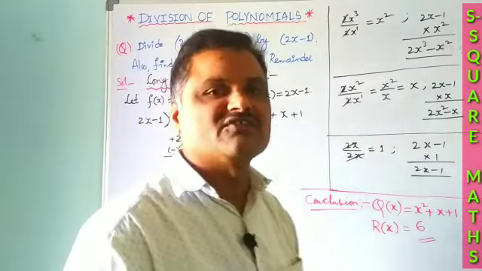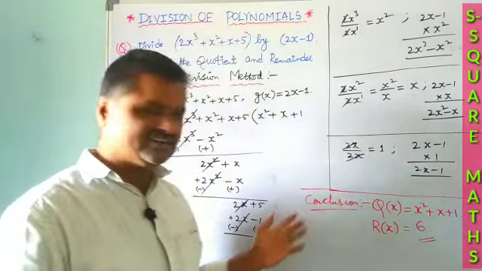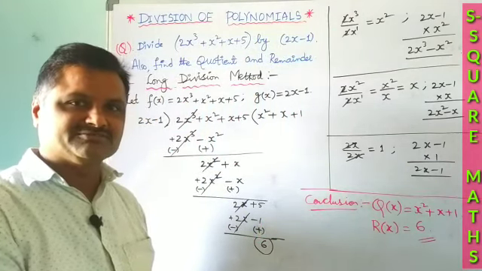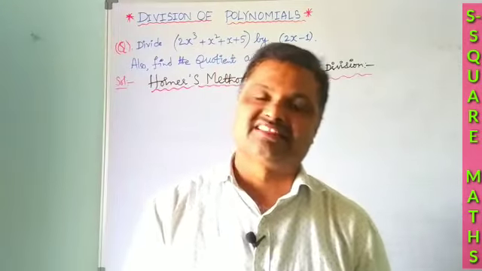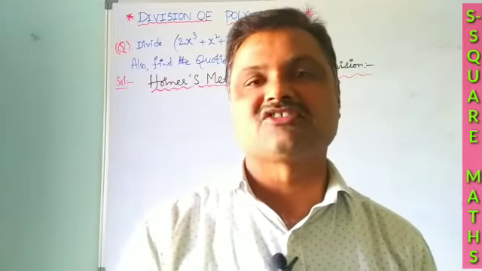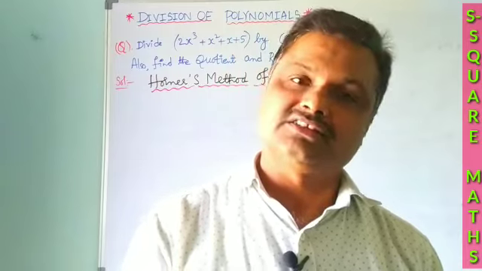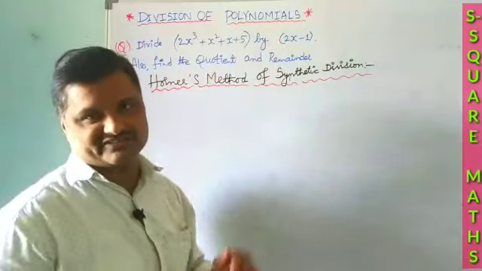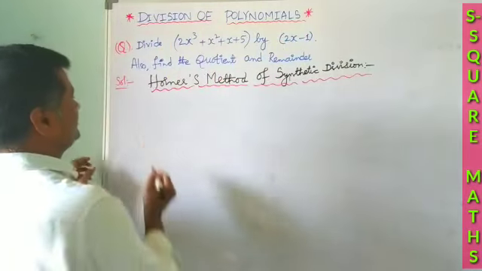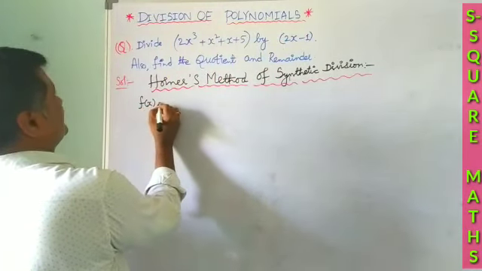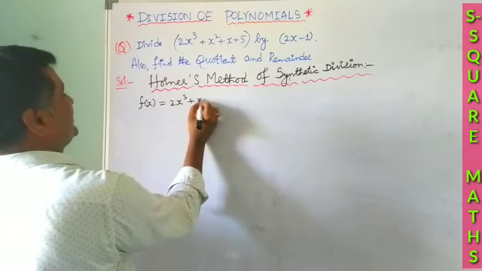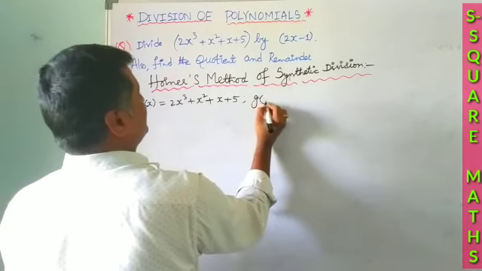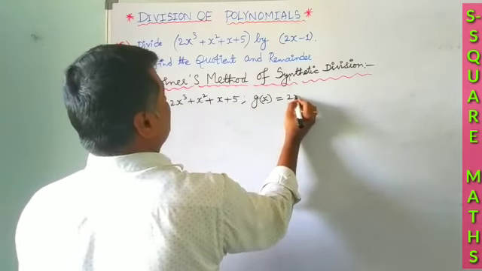Let us check whether we are going to get the same by Horner's method of synthetic division that we discussed earlier. Please students, don't miss Horner's method of synthetic division. Please watch continuously. Now we'll discuss the same problem by Horner's method to find the quotient and the remainder when f of x is divided by g of x. What is our f of x? 2x cube plus x square plus x plus 5, and g of x is 2x minus 1.